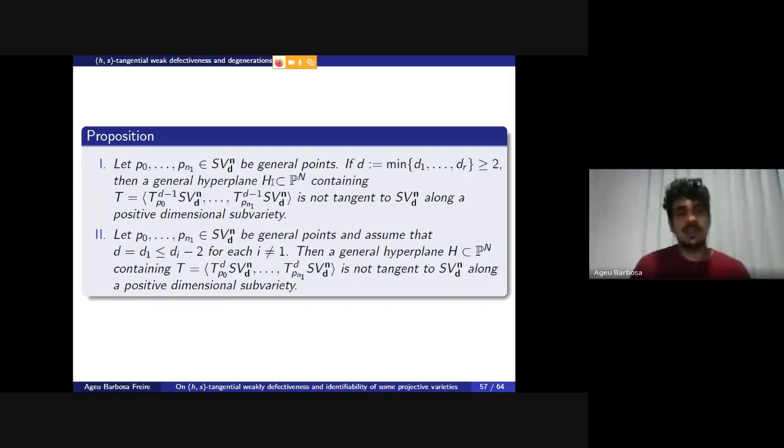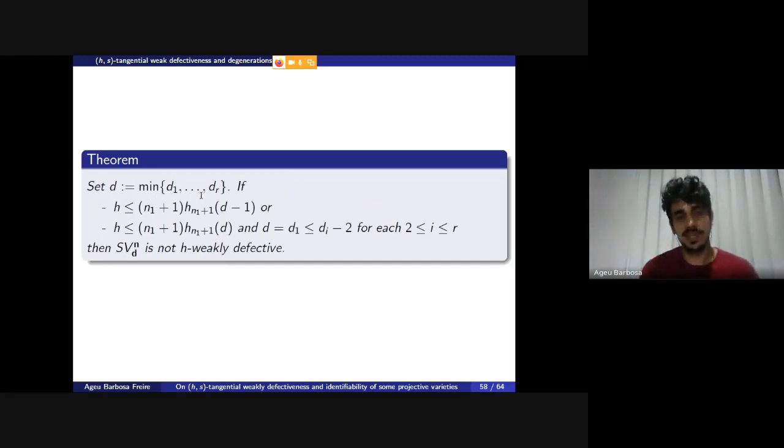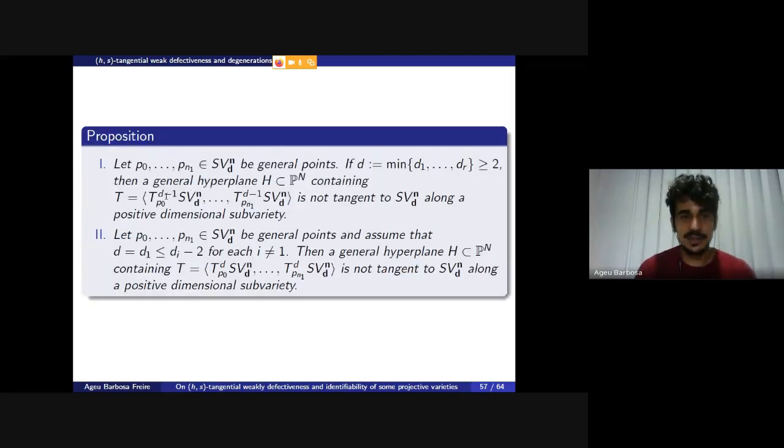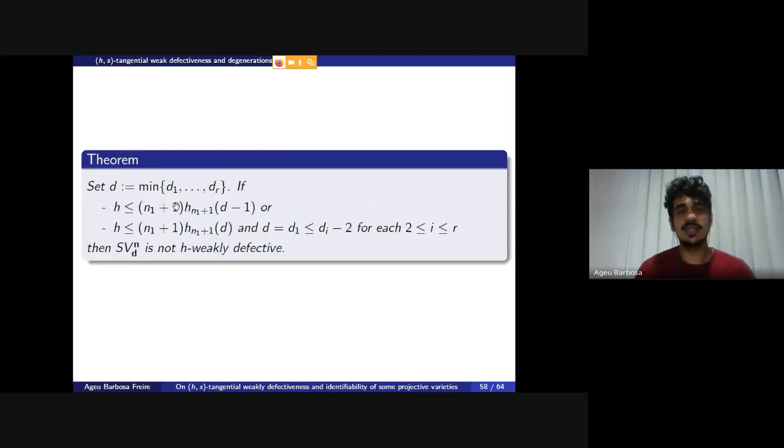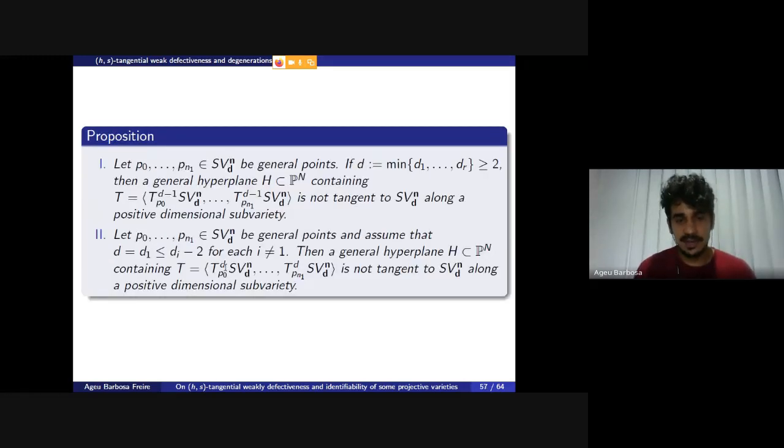Then it is an immediate consequence of the theorem applied to the Segre variety that if we take d to be the minimum between d1 up to dr, and we take h to be smaller than this expression here, we just apply the theorem for the first case here, because here we are considering n1 plus 1 osculating spaces of order d minus 1, then we have n1 plus 1 times the function h_{n1+1} applied to d minus 1. And in the second case, we have that if h is smaller than this expression, with d satisfying this condition here, the Segre variety is not h-weakly defective. And again, in this second case, we just apply the theorem and use the fact that here we are considering the osculating spaces of order d in n1 plus 1 distinct points.